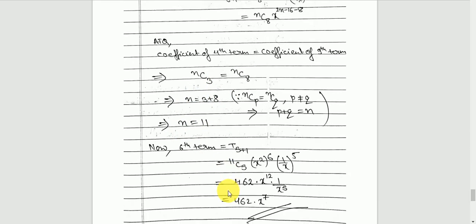You can check that this is like p for you, this is like q for you, and they are not equal. We know that if nCp is equal to nCq and p is not equal to q, then p plus q is equal to n. So here we have the same situation. So n is equal to 3 plus 8, that means n is equal to 11.